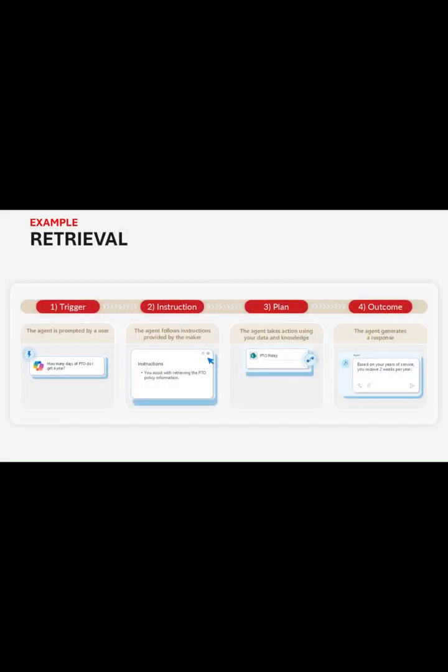This is an example of a retrieval agent. A retrieval agent is triggered when a user asks a question. It follows instructions defined by the maker. The agent looks at approved company data, like policies or documents. It then reasons over that information and generates a clear answer. In this case, the agent retrieves PTO policy details and responds based on the user's situation.